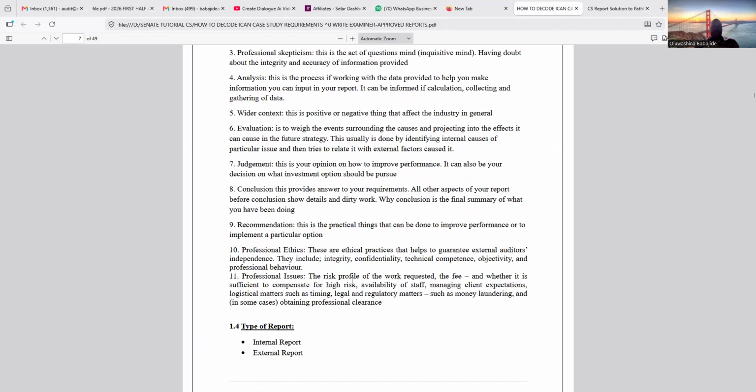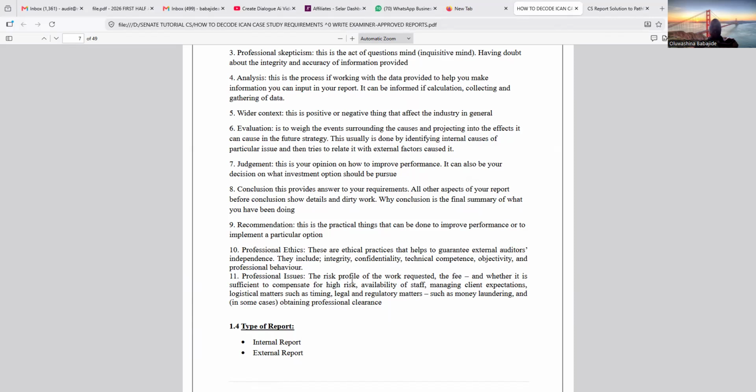The professional ethics. These are the ethical practices that help to guarantee external auditor independence. They include integrity, confidentiality, technical competence, objectivity, and professional behavior. So if the examiner says you are an external auditor, this is how you deal with that angle. You must know that integrity, confidentiality, technical competence, and objectivity are very important to you as a code of conduct that guides that profession.